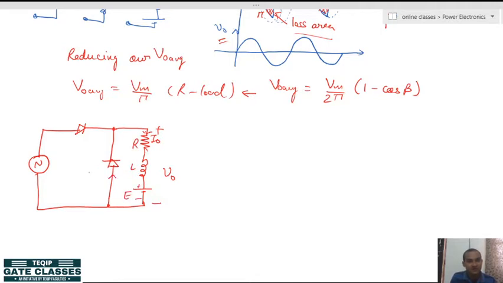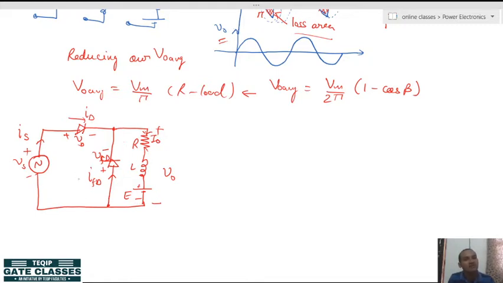This is the freewheeling diode current reference, this is the freewheeling diode voltage reference, this is the diode current reference, and this is the source current reference and the voltage source voltage reference. Now, please note down one thing here.